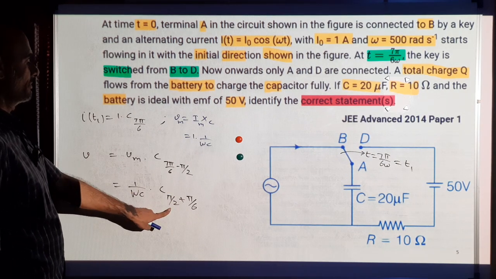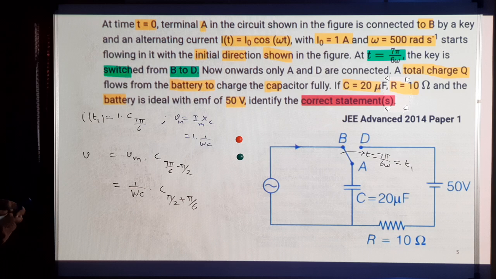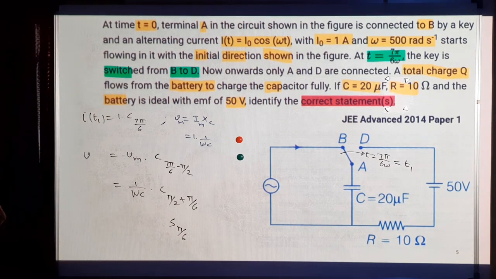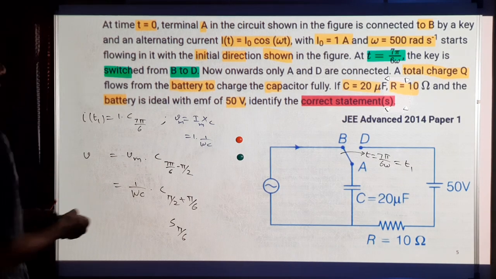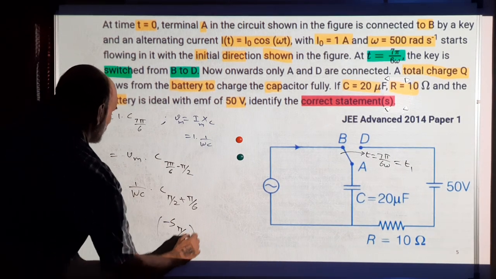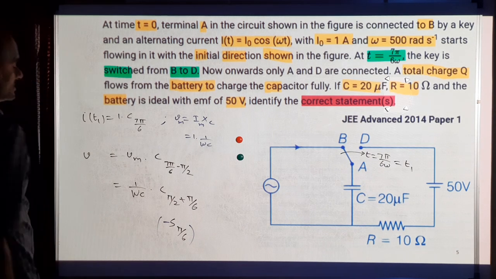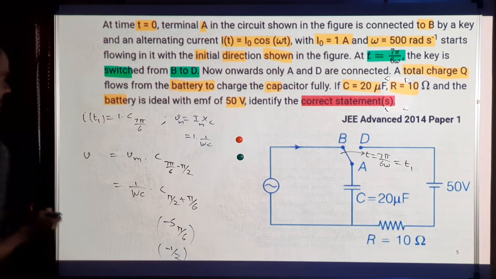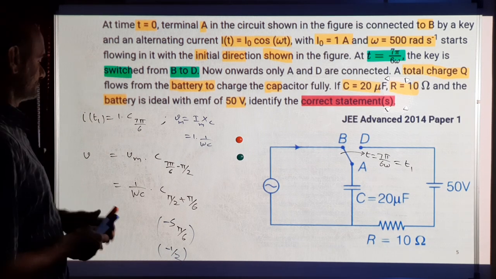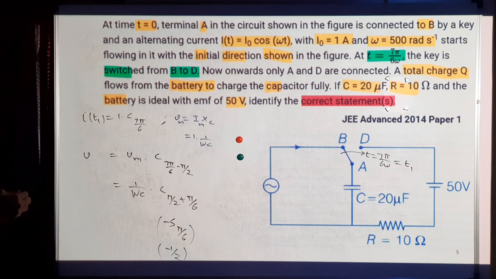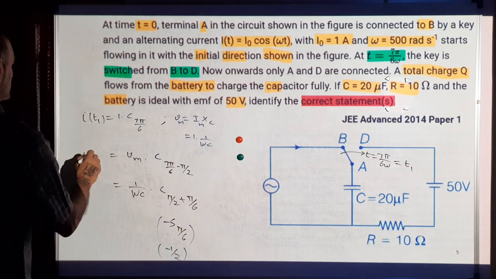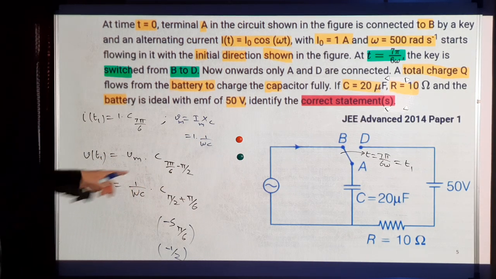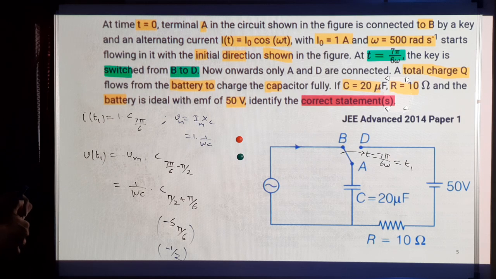So pi minus pi by 2 will become pi by 2, and then pi by 6 will come here. So this will become sine pi by 6. And this is in the second quadrant, so it's negative. So there will be a minus sign. Pi by 6 is 30 degrees, so minus half. This is the voltage across this capacitor at this particular time t1, because I put this value of time t1, only then I'll get this omega t as 7 pi by 6. So this is the voltage.